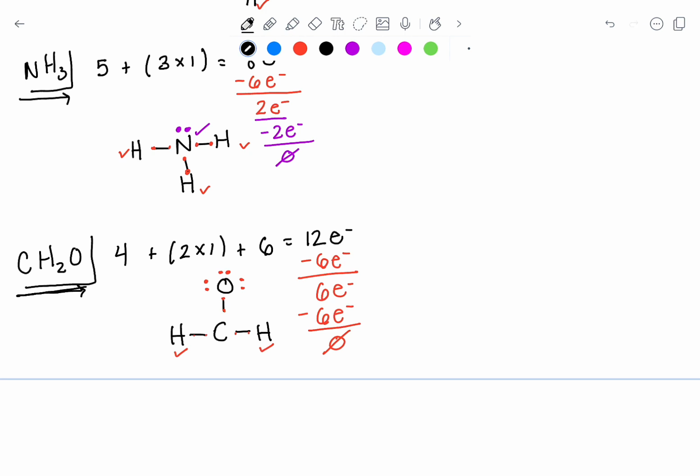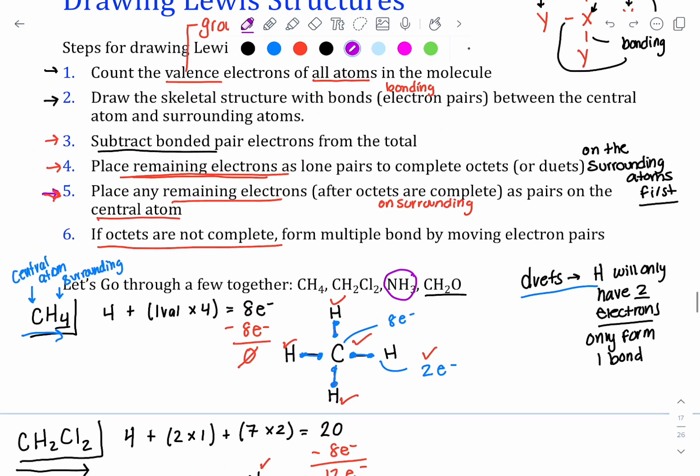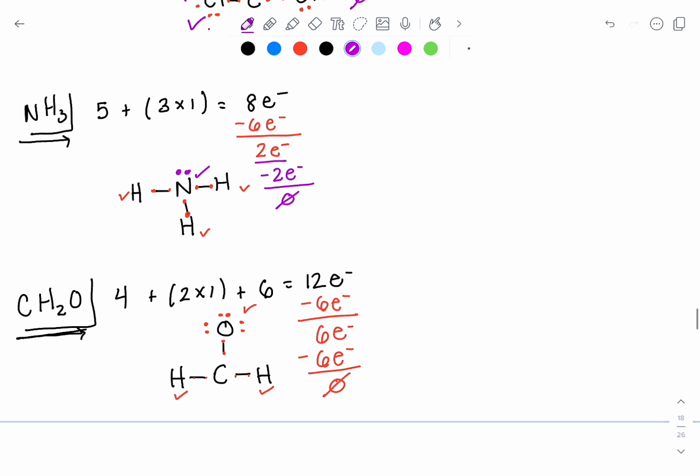Okay, so now we want to double check our octets. Well, we said the hydrogens both have their duets. We also said the oxygen now has its octet. And if we look at carbon, it only has 3 bonds, meaning those 3 bonds only associate with 6 electrons. So carbon does not have its octet. So let's go to our rules. And step 6 says if octets are not complete, form multiple bonds by moving electron pairs. Okay, so we have to create a multiple bond, and we have to do that by moving electron pairs.